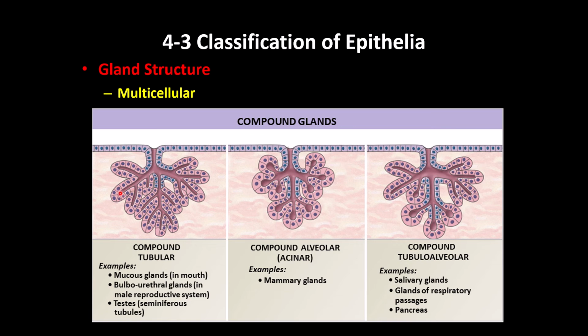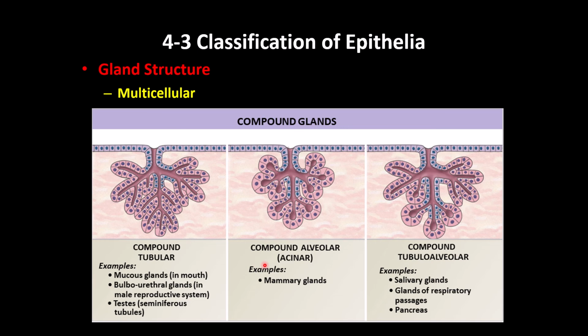One is called compound tubular because these are all elongated, similar to the branched tubular ones, but there are multiple branched tubular ones. So you see one branched tubular here, one here, one here. You see that in the mouth, and in the bulbourethral gland, which is part of the male reproductive system. It secretes a basic fluid with a high pH that clears the urethra. And also you see it in the seminiferous tubules, which are the ones producing sperm.